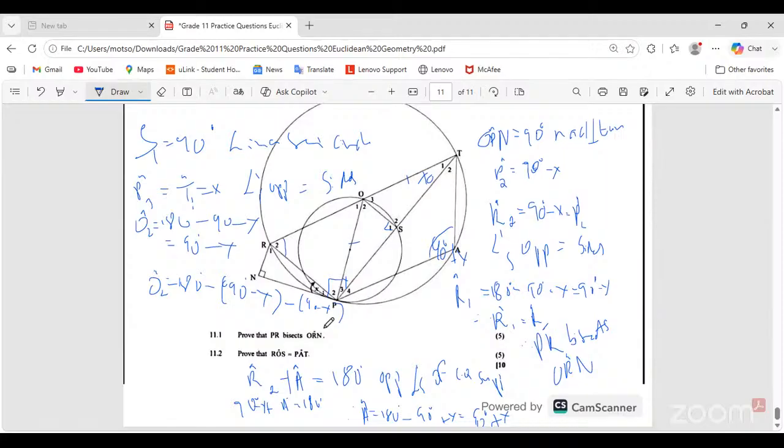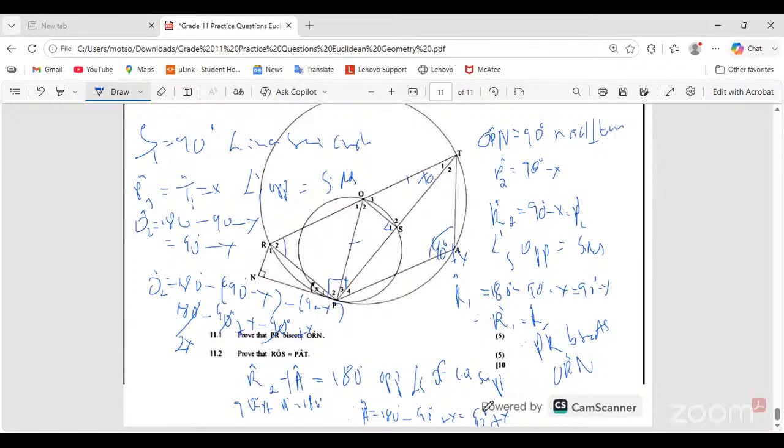Now, what am I going to get for this one? Let's see. I'm going to have 180 degrees minus 90 degrees plus x minus 90 degrees plus x. This cancels out. Then I'm now left with 2x. So this is 2x. Let us add the 2 and see what we are getting and see if it will work.